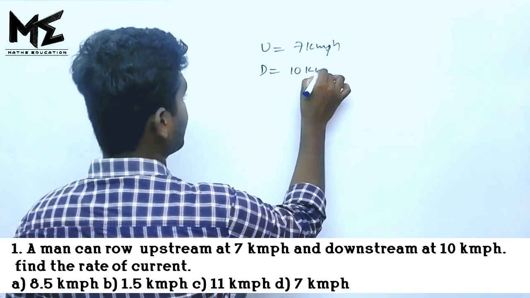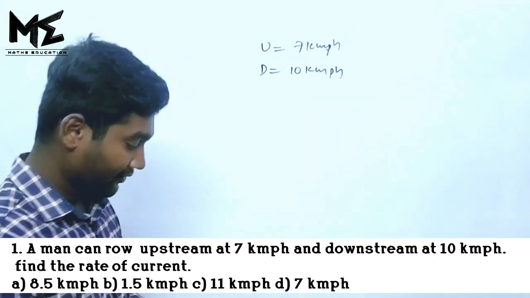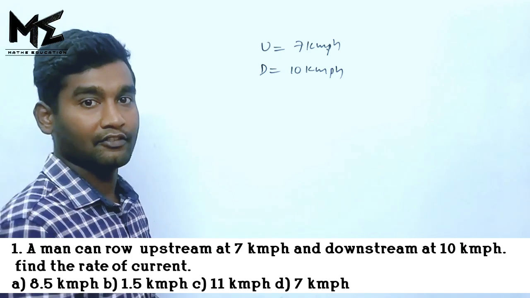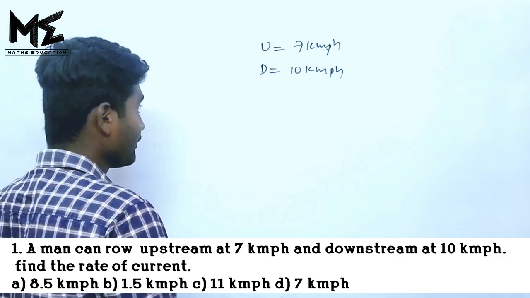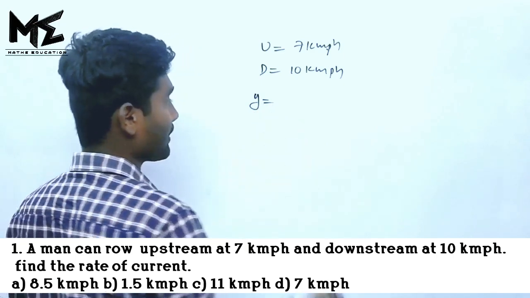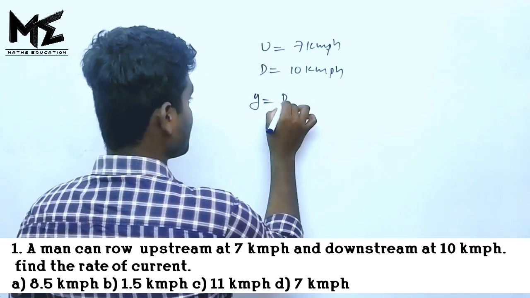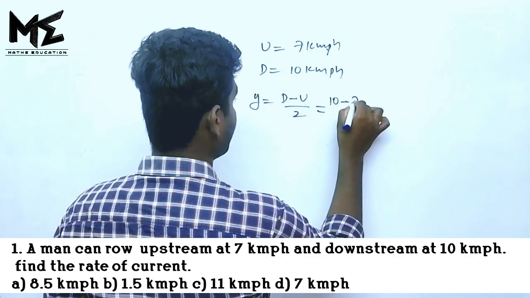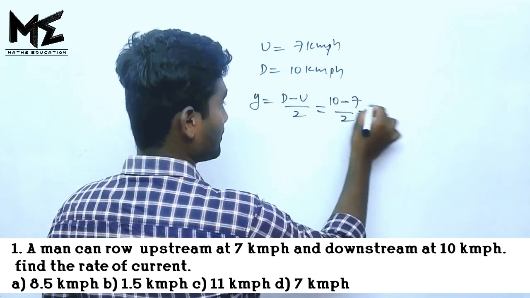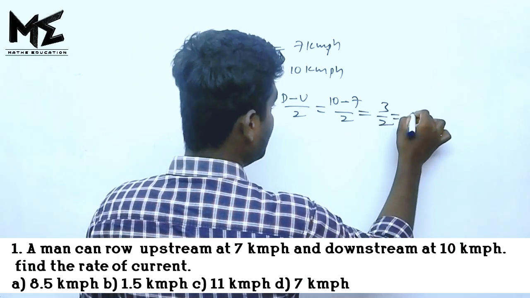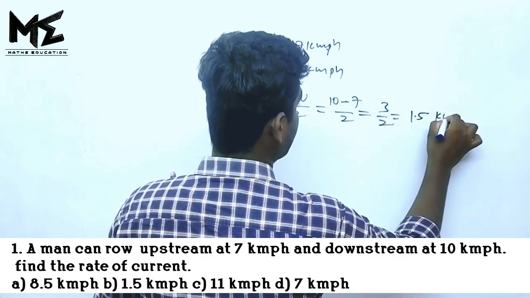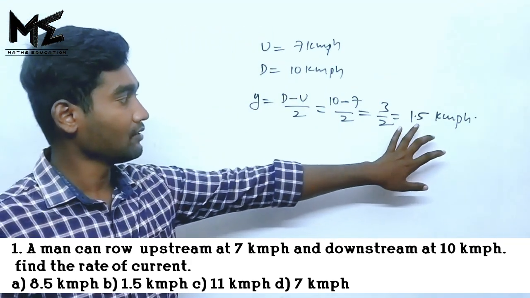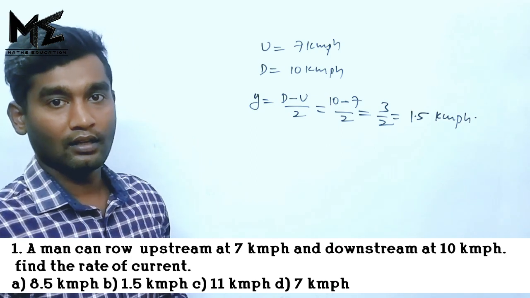Find the rate of current. So we need to find y. y equals (d minus u) by 2. d is 10 minus 7, by 2, which equals 3 by 2. That means 1.5 kilometer per hour. Your rate of current is 1.5 kilometer per hour.